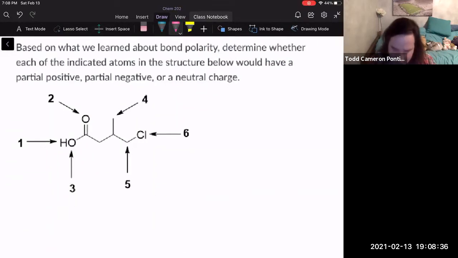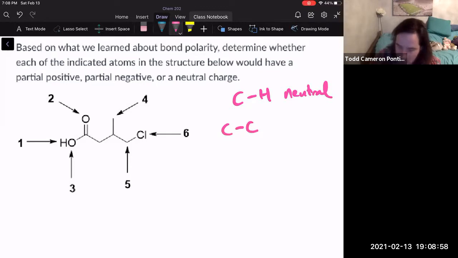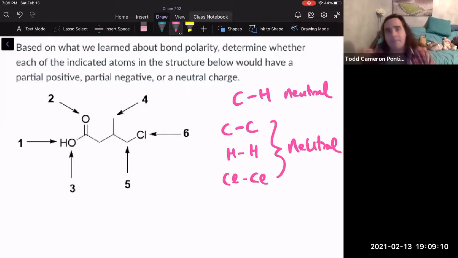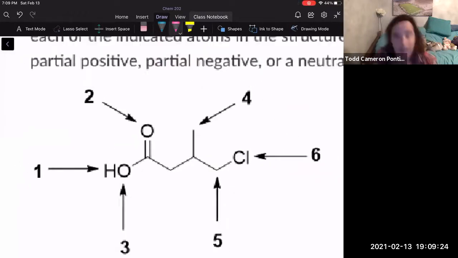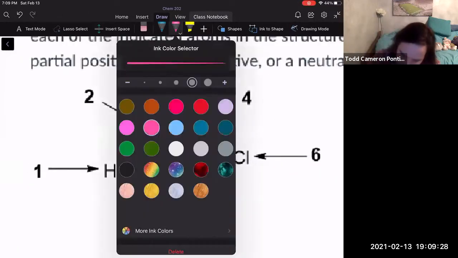Okay, and then finally, we want to determine the partial charge on each of these. So remember, charge flocks more toward electronegative atoms. If you ever have a carbon-hydrogen bond, those are neutral. They share their charge very evenly. If you ever have something bound to itself, like a carbon-carbon bond, or a hydrogen-hydrogen bond, or a chlorine-chlorine bond, anything bonded to itself is also going to be neutral. For our purposes, anytime you have two unique atoms bonded to each other that aren't carbon and hydrogen, there's going to be a charge differential. You're going to have a partial positive or partial negative. So going through here, hydrogen bound to oxygen. The oxygen is going to pull electron density away from the hydrogen. So the hydrogen is going to have a partial positive charge.